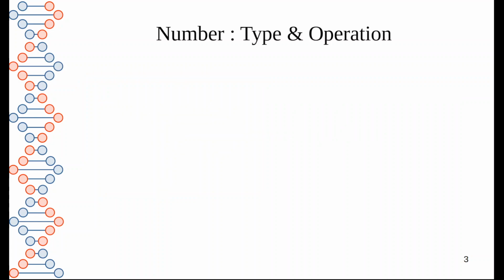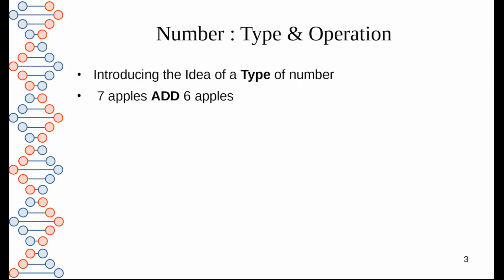We'll be looking at number. What's the topic of number? We're going to be looking at the type of number and operation on numbers. So you might be wondering what types of numbers we might have. So let's have a look at the first type of number that you've looked at in primary school. And that was the numbers that you use for counting.